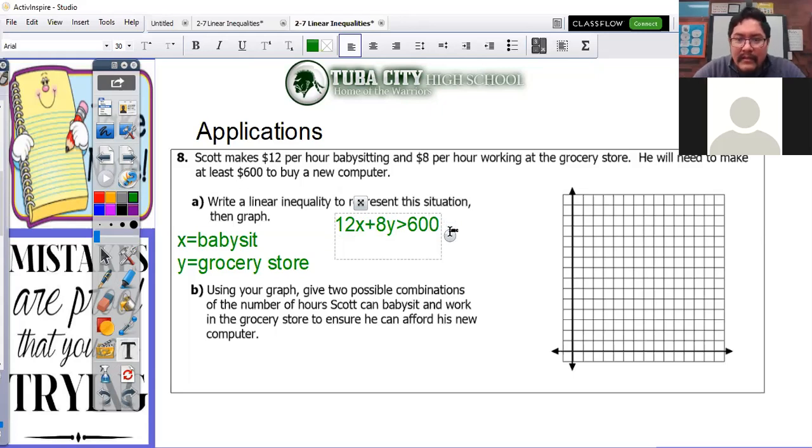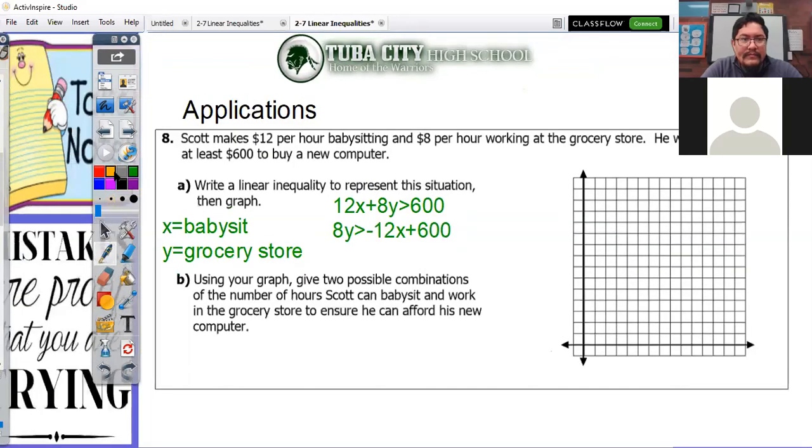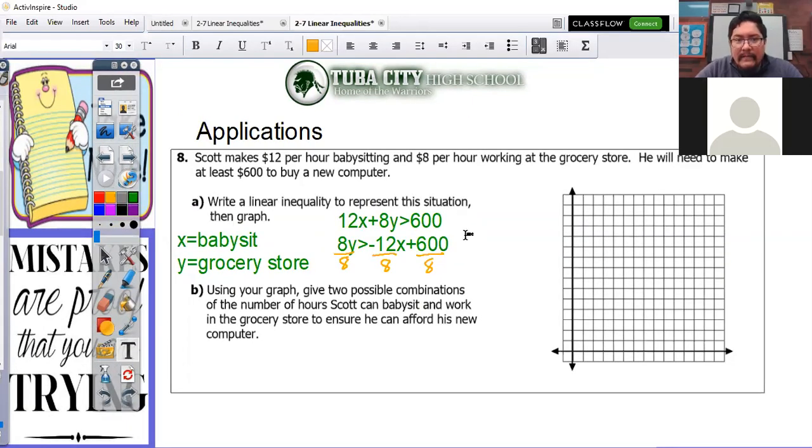Okay, so let's go ahead and move this over. So I'm going to minus 12x from both sides, and that's going to give me negative 12x. And again, I am going to have to divide everything by 8. So just to make things go a little bit easier, I'm going to show this step here. So divide everything by 8, and I should have a y value that I need. And y is greater than what we need to have on this side.